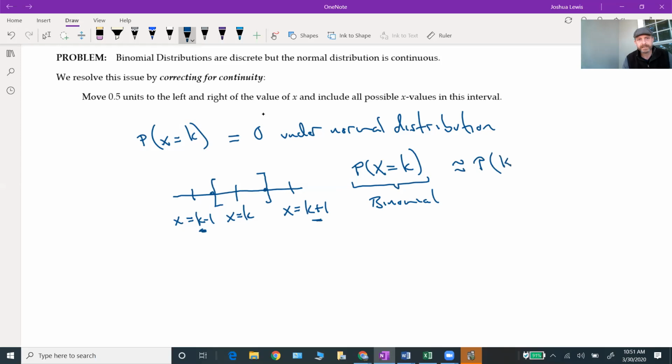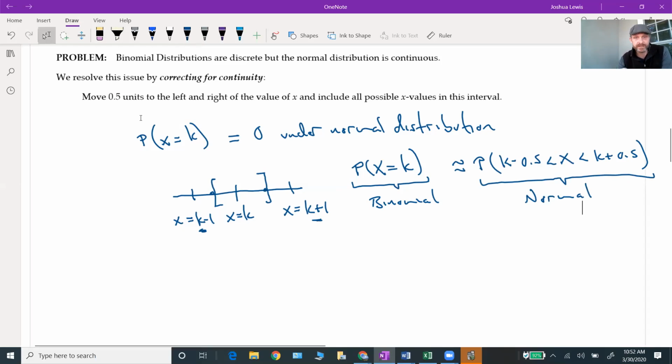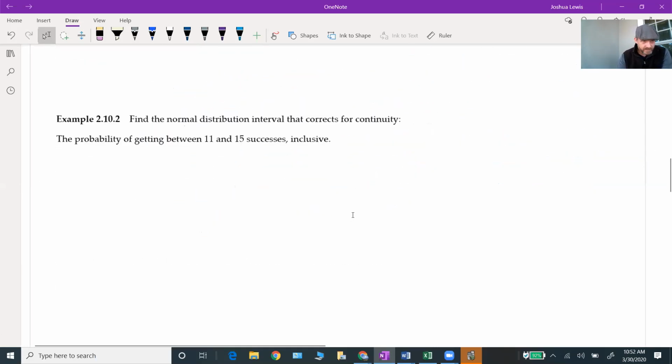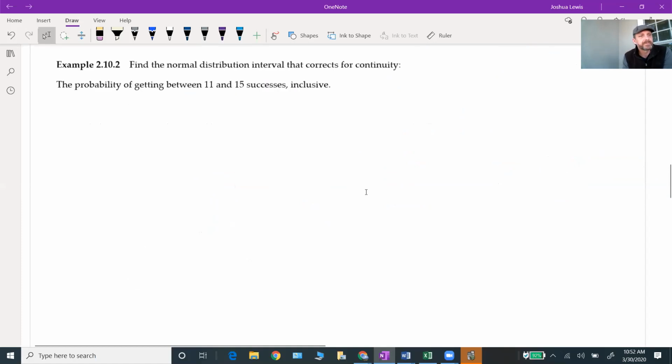So I'm really saying k minus 0.5 is less than x is less than k plus 0.5. And so that side of the equation is my normal distribution, okay? And we're saying that as long as we have at least 5 successes and failures, these two will be reasonably close to each other. Close enough that we can actually use this approximation. Okay, so let's start putting this into practice.